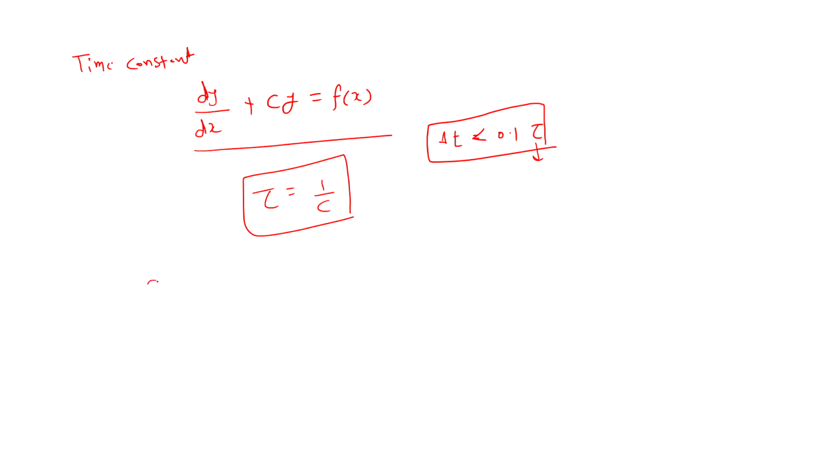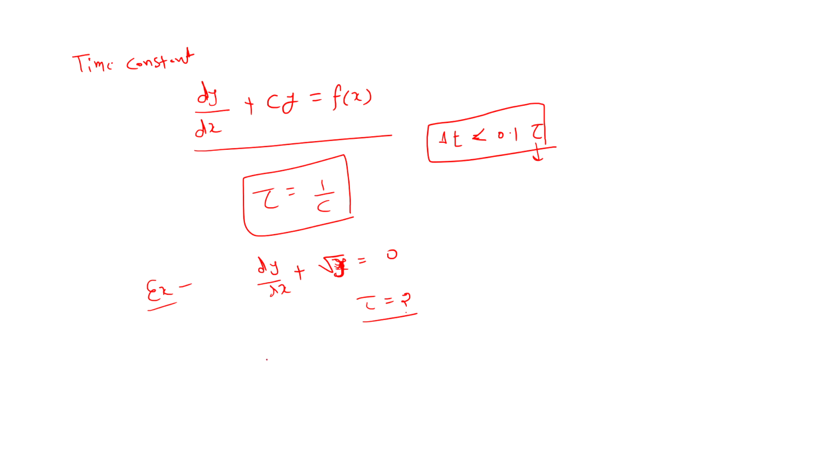Suppose I am given an example. Suppose the ODE is dy over dx plus root of y is equal to 0. Now what will be the value of tau for this? Since we can see that this is not a linear form of y, we cannot write 1 by c, because the constant is 1 but the power of y is not 1. So we need to get the power of y equal to 1.